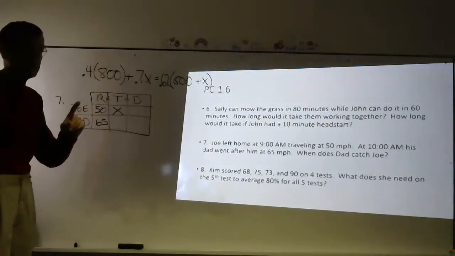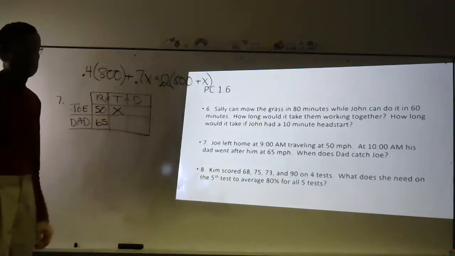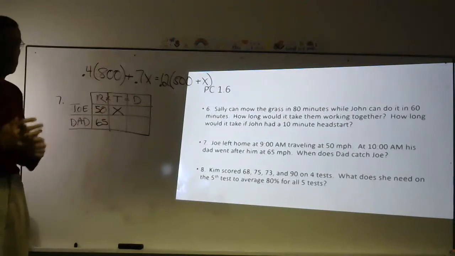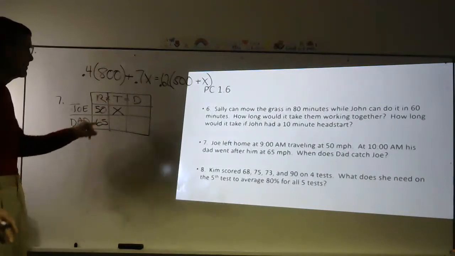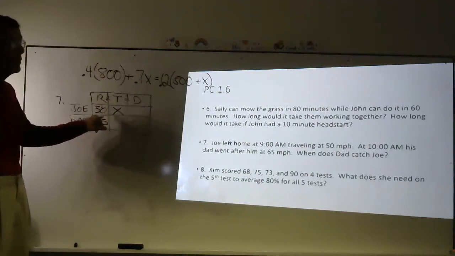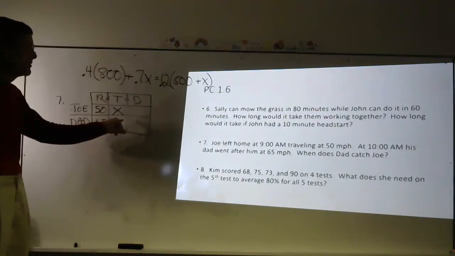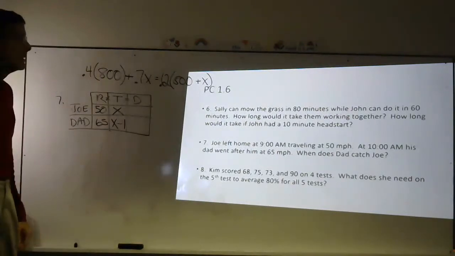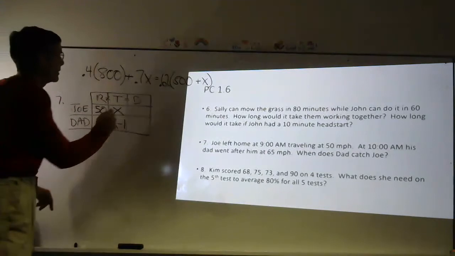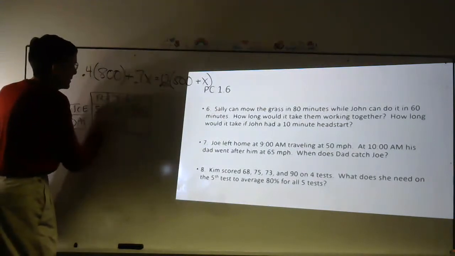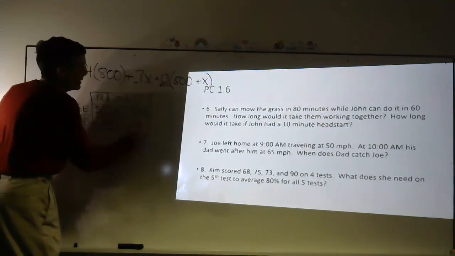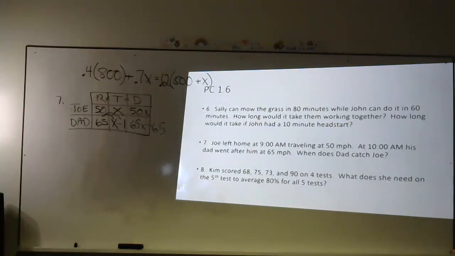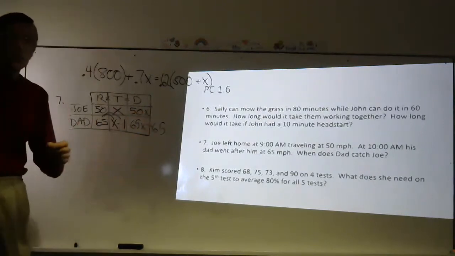Now, here's the problem. Some people want to put x minus 60 because he had an hour less, 60 minutes, right? Why not? No. These are miles per hour. Since you're in hours here, he gets an hour less, which is x minus 1, okay? Rate times time, multiply straight across. 50x, take the 65 into both parts, 65x minus 65, okay?